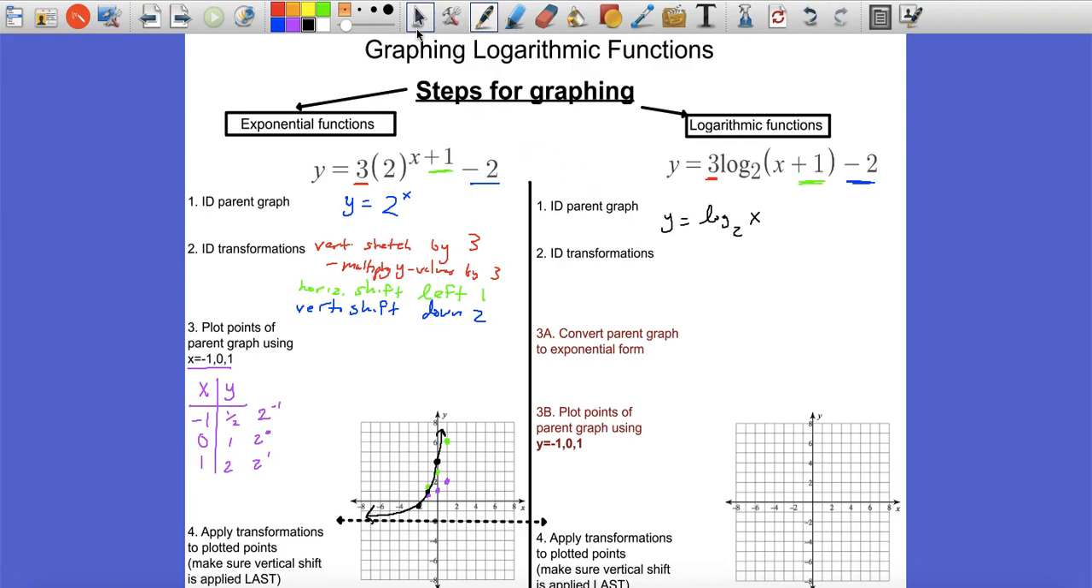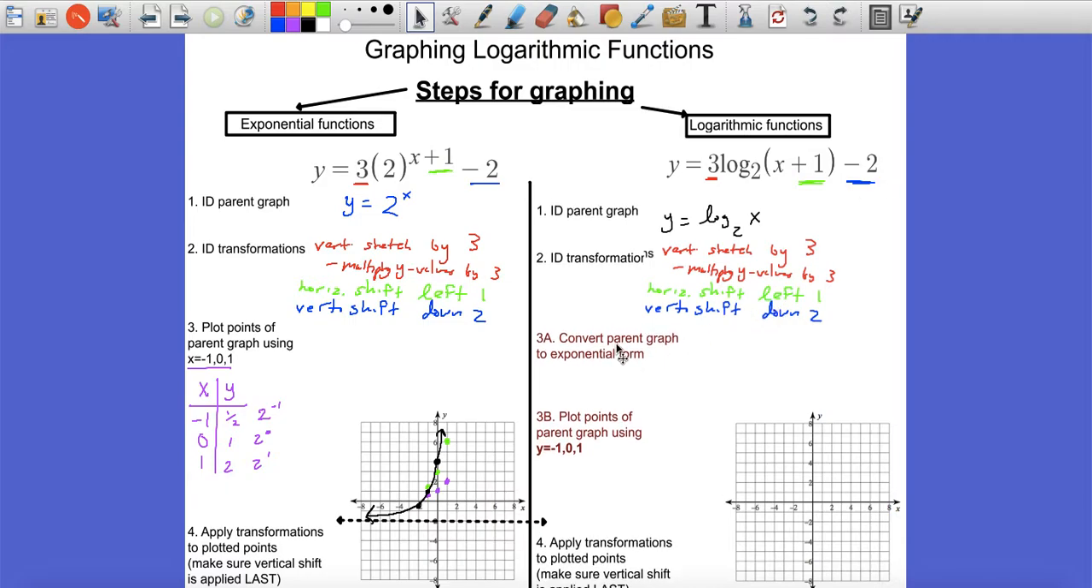We have the exact same transformations over here that we do over here. We have a vertical stretch by 3. We have a horizontal shift left 1 and a vertical shift down 2. So I can just bring these over here. Bring those over here. So those are our transformations. All right, so our vertical stretch by 3 from this 3, our horizontal shift left 1, and our vertical shift down 2, same exact transformations.